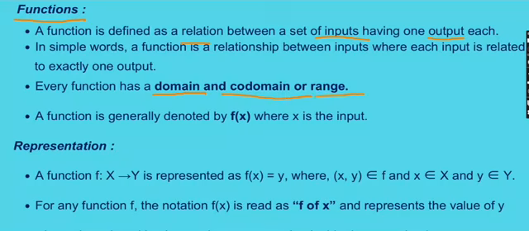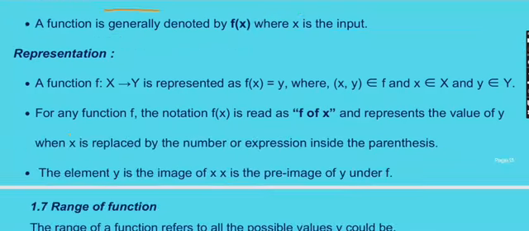Next, a function is generally denoted by f of x, where x is the input. So f of x is nothing but the output that we get. x is nothing but the input that we are going to feed. Friends, can you follow? Now we are going to see how to generate this f of x by using this x, right? So now we will discuss function representation. A function is represented as f colon X gives Y. So this is a representation of a function.